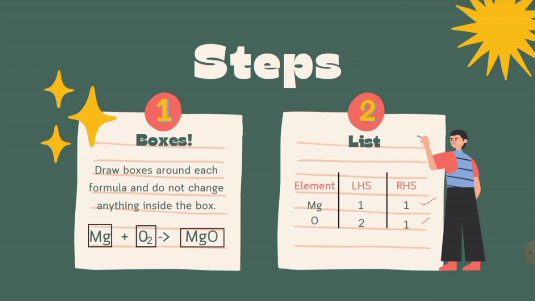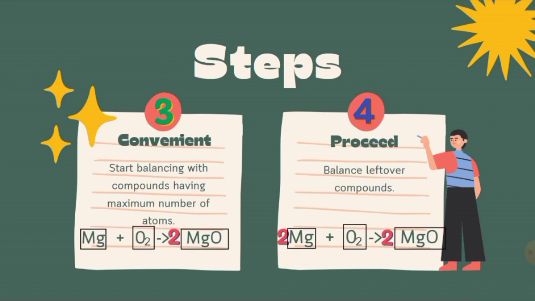Now third step, we have to see the convenience and start balancing. It is often convenient for us to start balancing with the compound that has the maximum number of atoms. So which has the maximum number of atoms? That is oxygen. That is why I am going to balance oxygen here. So I am going to put 2 here in order to balance oxygen.